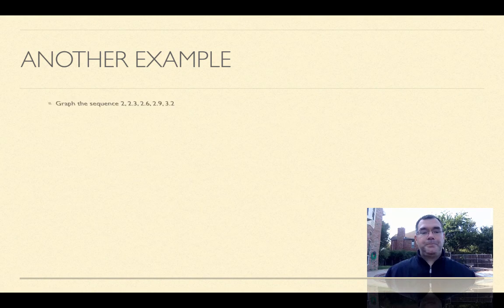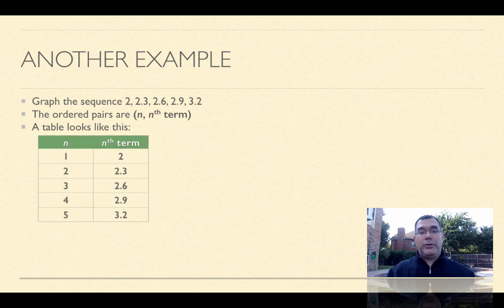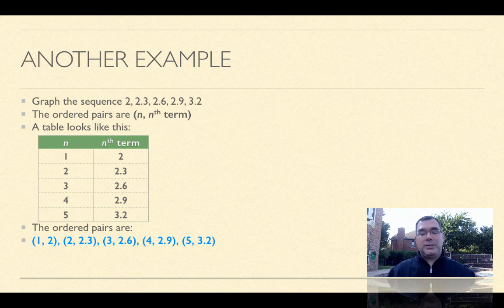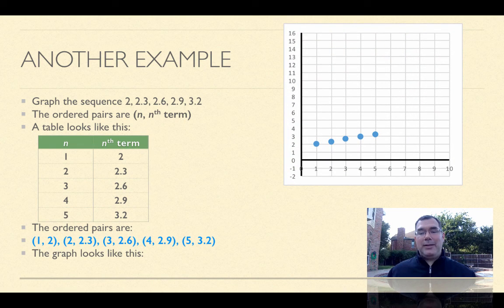Here's another example. If I have 2, 2.3, 2.6, 2.9, and 3.2, the ordered pairs start at 1 and go up by 1s, and then the nth term is just all those terms that you were given, 2, 2.3, 2.6, and so on. So there's my table, and then the ordered pairs are every row of the table put in parentheses, (1, 2), (2, 2.3), and so on. And then the graph looks like this. Again, they're kind of squashed down a little bit, but you can see that if you were to draw a line, it would go through all of those points. So those ordered pairs actually line up.